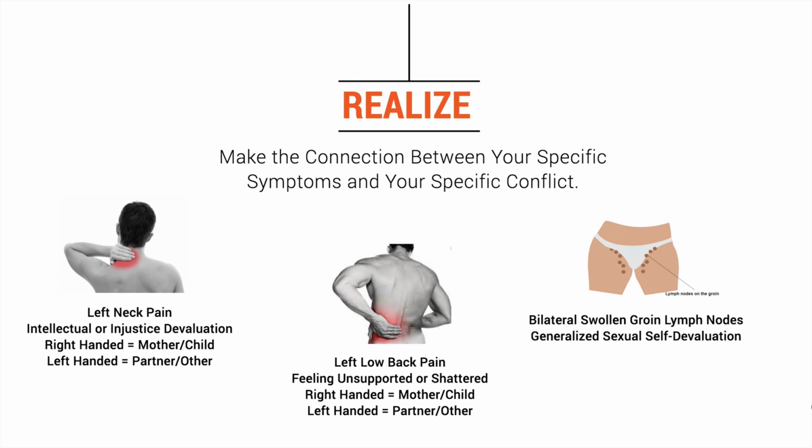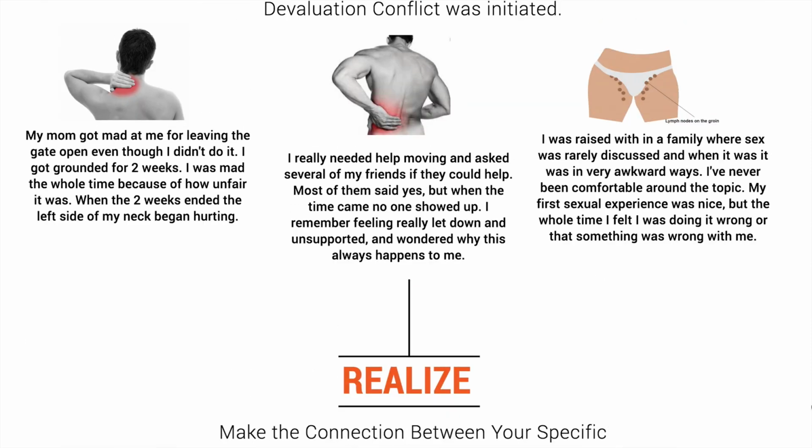So the left neck pain, intellectual injustice or injustice devaluation. And again, understanding the crossover correlation, so left-sided neck pain. If they are left-handed, their left neck pain would be associated with their partner or someone that's not their mother or their child. Going over to left lower back pain, feeling unsupported or feeling shattered. Same thing with the crossover correlation. Bilateral swollen lymph nodes of the groin. That would be a generalized sexual self-devaluation where the person just overall is devaluing themselves in their groin region.